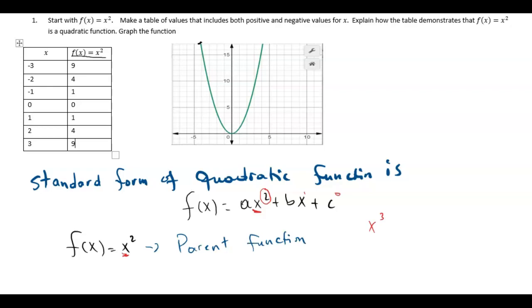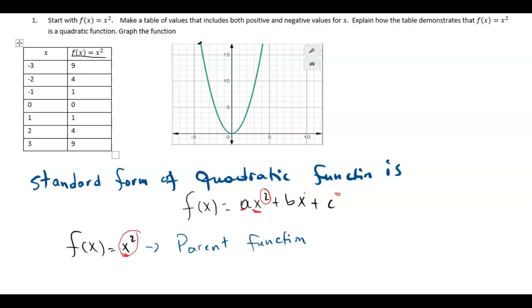So a quadratic function will always have the x squared in it. Always. And the biggest exponent will be 2. Okay. So if you have x cubed and x squared, even though you have x squared, it's not quadratic because 3 is bigger than 2. All right. So when you see a quadratic function, you know it's a quadratic function because the highest exponent, or the highest degree, is 2. Now, x squared will always appear in every quadratic function. So the difference between the parent function and the standard form is that the a value is 1.